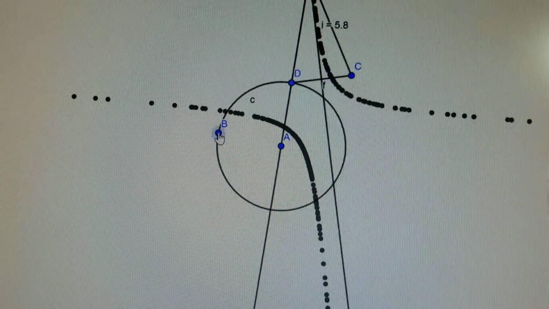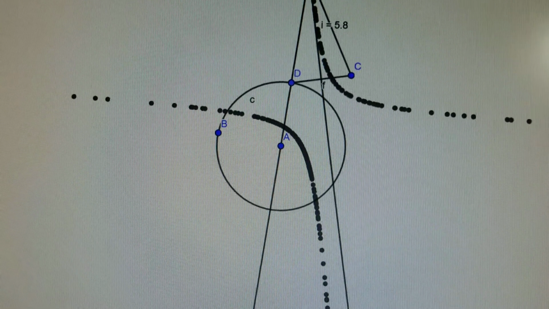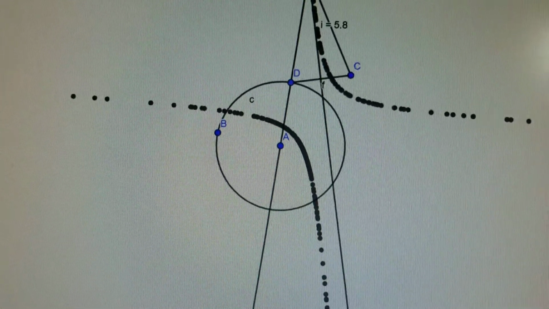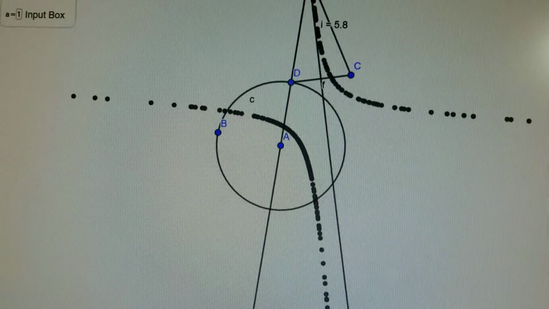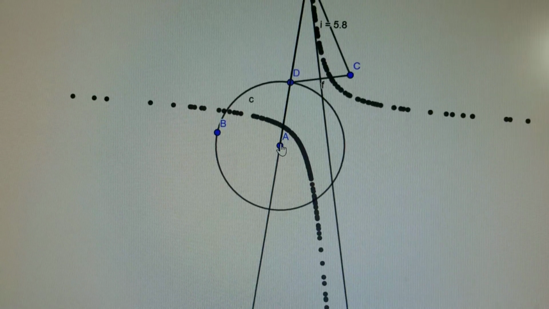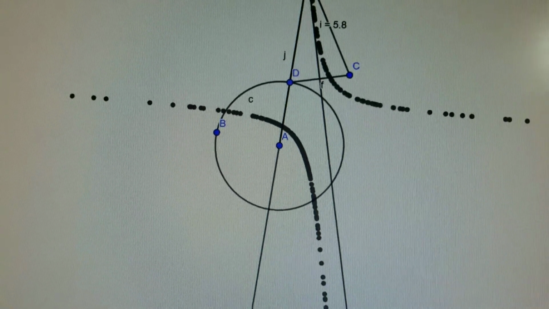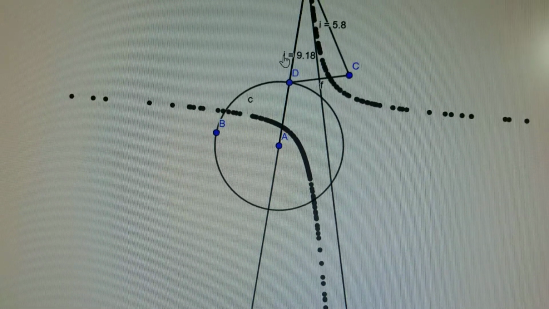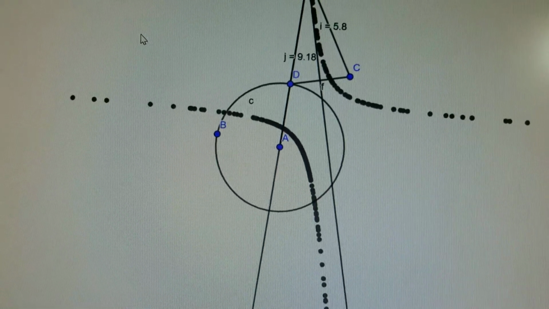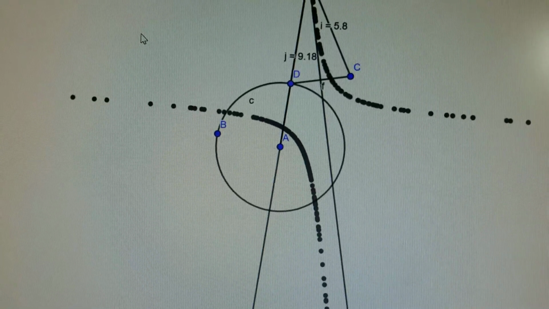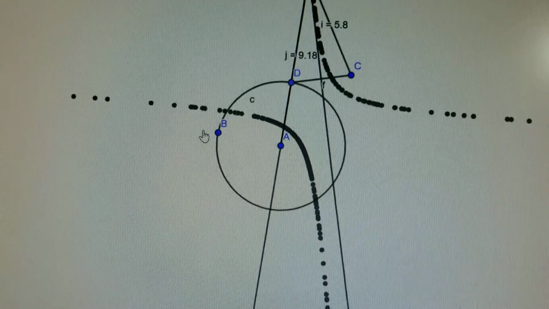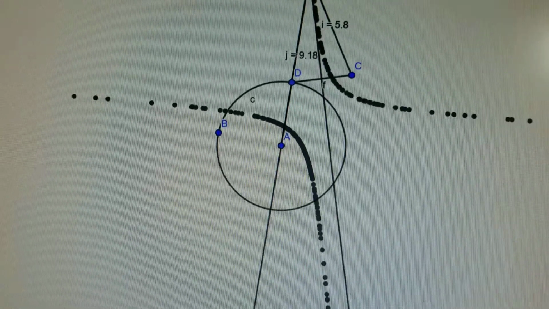I'm going to start with 5.8. Not bad. Then I'm going to ask how far it is from the center of a circle. I'm going to connect it to the center of the circle, and I said that is J. And what is that distance right here? 9.18.